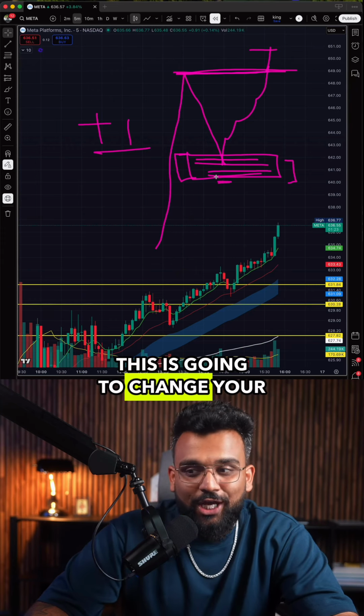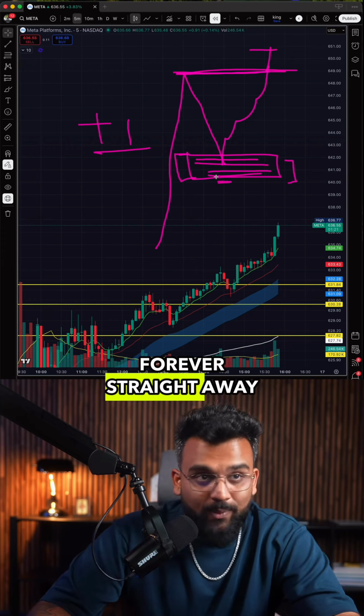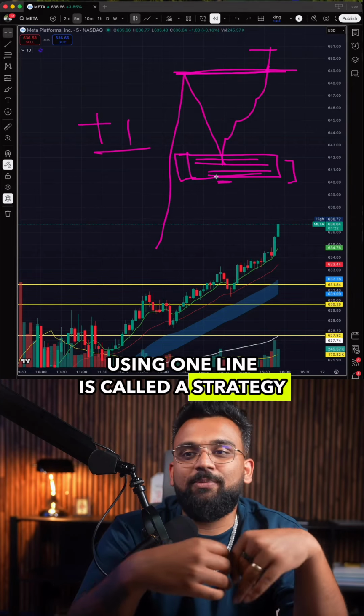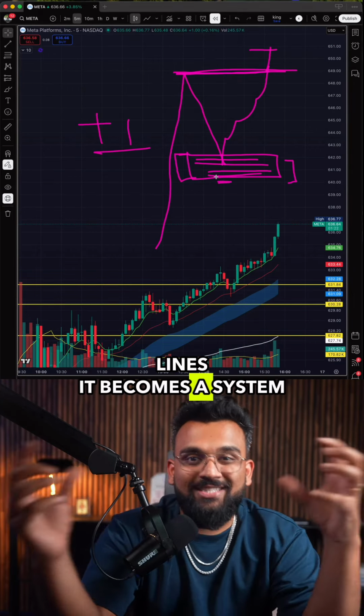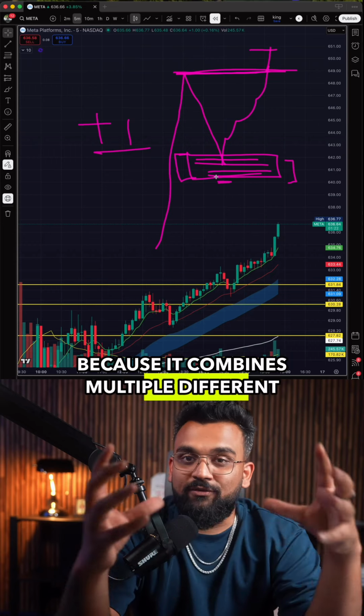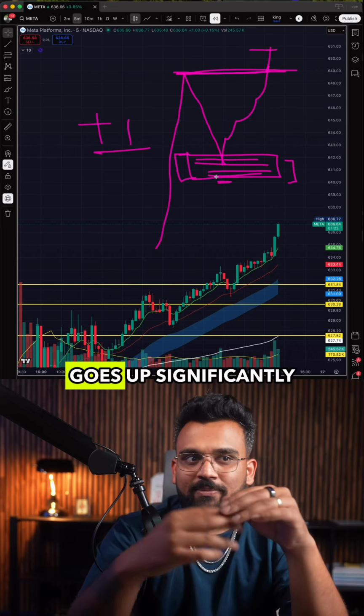This is going to change your trading game like forever, straight away. Using one line is called a strategy, but when you use multiple different lines, it becomes a system because it combines multiple different strategies and your win rate goes up significantly.